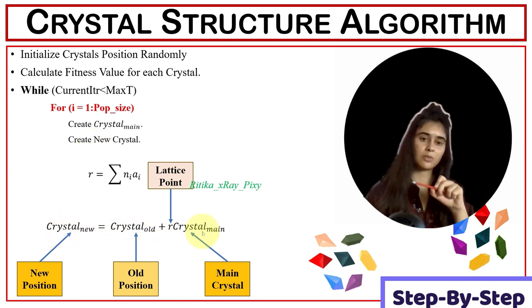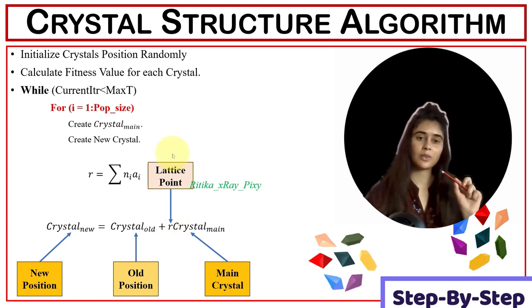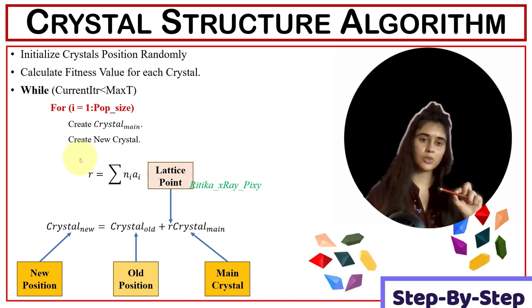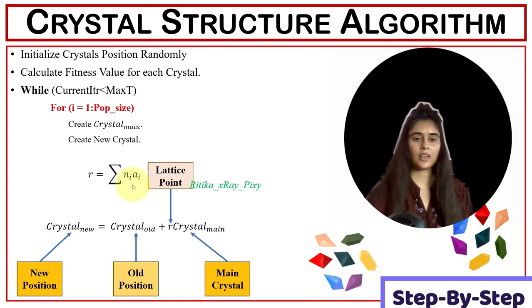This is the mathematical equation that we will use to create new crystal, which is equal to old crystal plus the main crystal. R is the lattice point here. To calculate the lattice point value, we'll use this equation, where I is the number of crystal corners, n is any integer, and a is a vector.